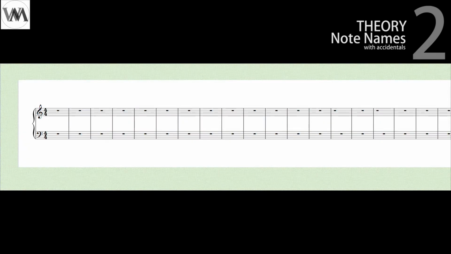Today we're going to have a look at note names that include accidentals, and this is actually part of the Trinity College Grade 2 Theory syllabus. And just to recap, we're first going to have a look at the notes that are just on the stave, on the lines and spaces, the 5 lines and spaces of the stave. And we're going to have a look at the right hand notes first.